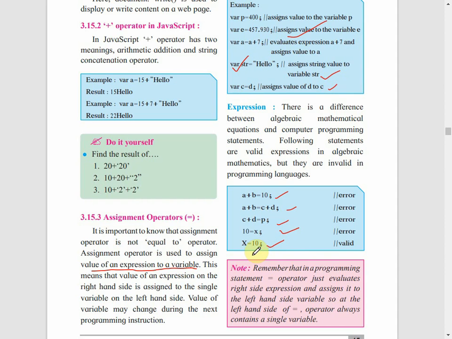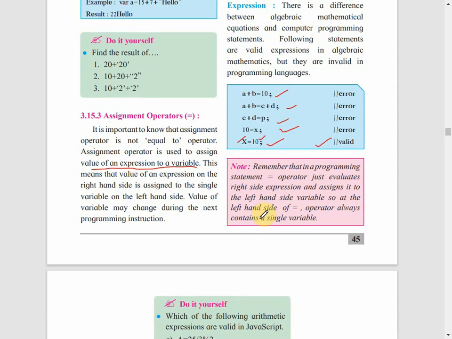So remember that in a programming statement, the equal operator just evaluates the right side expression and assigns it to the left side. The left side of the equal operator always contains a single variable, and x equal 10 is the valid one. This way, if you assign any value to the variable, that will be the correct value.